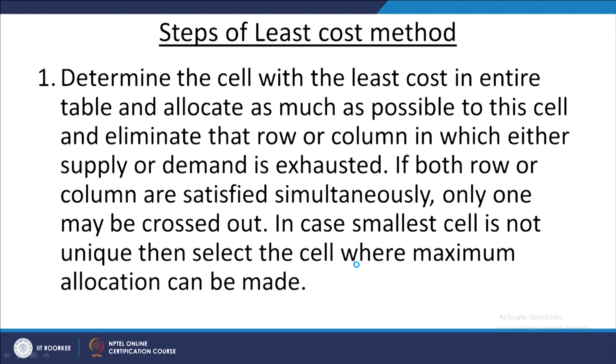The next method is the least cost method. Its steps are as follows. Number 1, determine the cell with the least cost in the entire table, that is the overall minimum, and allocate as much as possible to this cell, and eliminate that row or column in which either the supply or the demand is exhausted. If both row and column are satisfied simultaneously, only one may be crossed out. In case the smallest cost cell is not unique, then select the cell where the maximum allocation can be made.